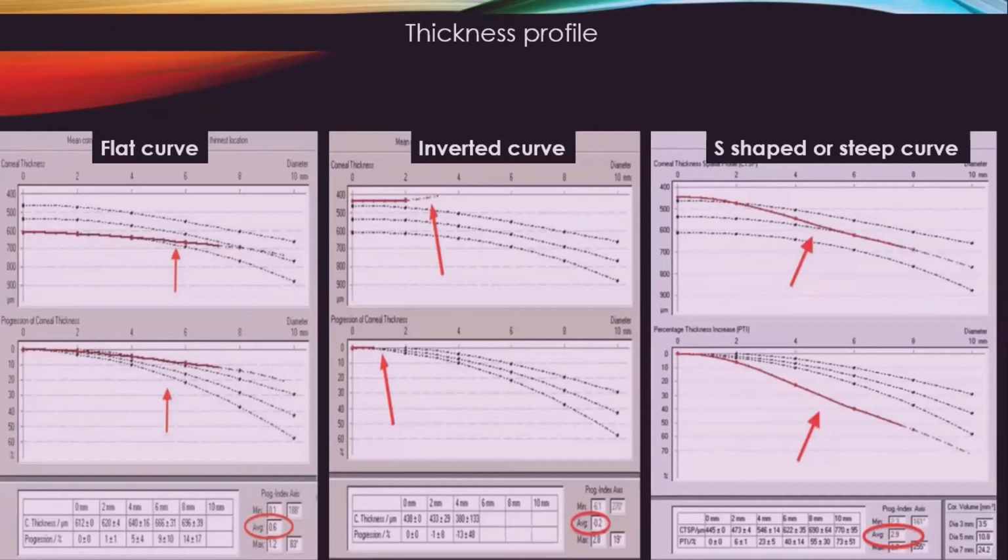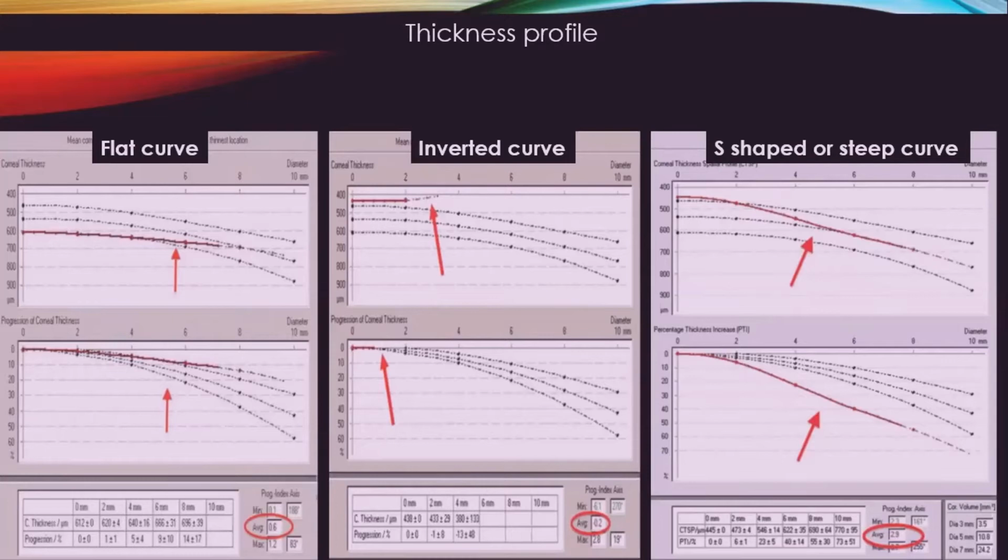We have to stress on the S-shaped and the steep curve. S-shaped and the steep curve that comes with a high average progression index like 2.3 is usually encountered in the corneas where there is a rapid change in the thickness concentric around the thinnest location. We can see it in the post-myopic ablation, or we can see it in the keratoconic or the ectatic disorders.